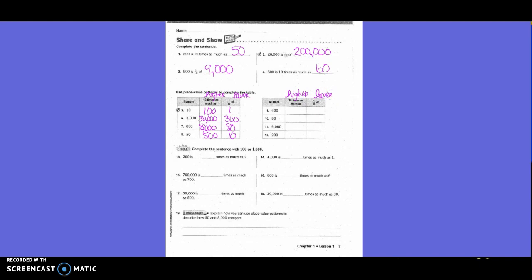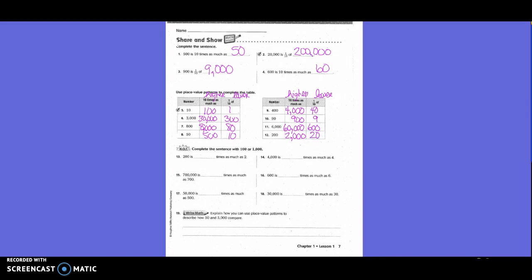So 10 times as much as 400 is 4,000. 1/10 of 400 is 40. 10 times as much as 90 is 900. 1/10 of 90 is 9. 10 times as much as 6,000 is 60,000. 1/10 of 6,000 is 600. 10 times as much as 200 is 2,000. 1/10 of 200 is 20.